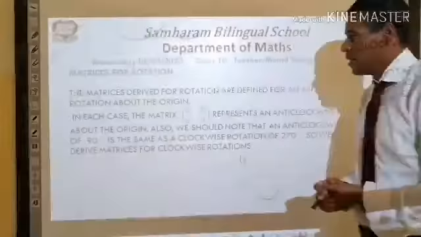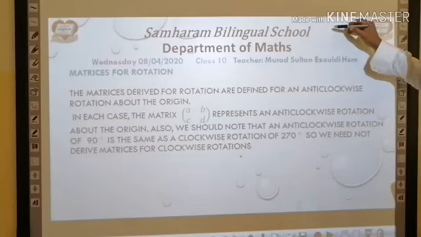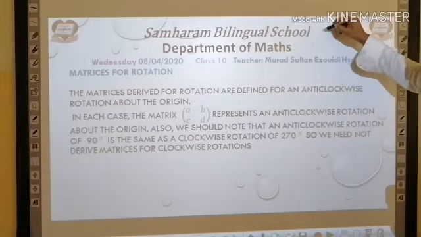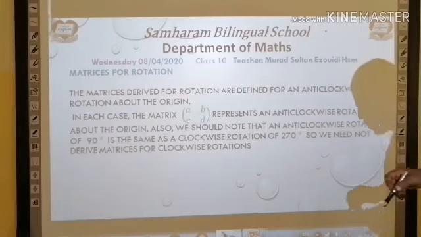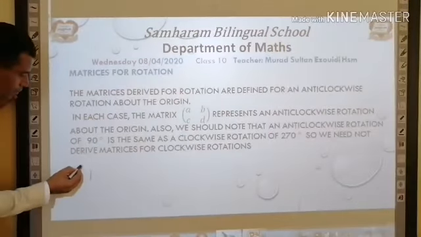The lesson is what, my kids? Matrices for rotation. So before, my kids, we saw what exactly? Matrices for reflection.